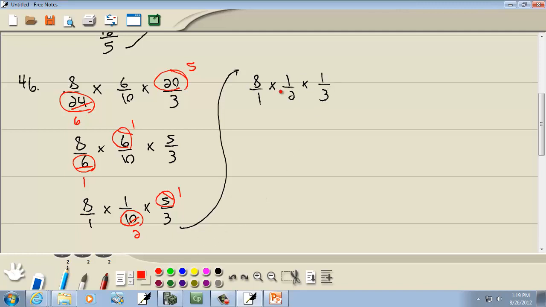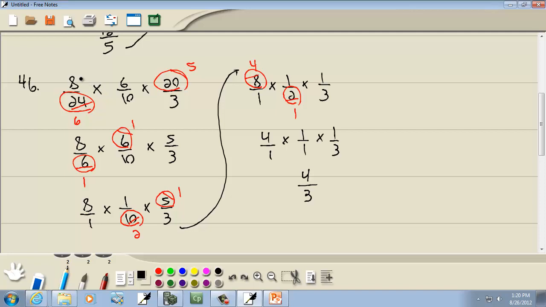Still can simplify it. 2 and 8, these are both divisible by 2. One's on top, one's on the bottom. That's the only guideline. 2 divided by 2 is 1. 8 divided by 2 is 4. So we got 4 over 1 times 1 over 1 times 1 over 3. And actually nothing else simplifies now. So multiply the top parts together. 4 times 1 is 4 times another 1 is 4. 1 times 1 times 3 is 3.